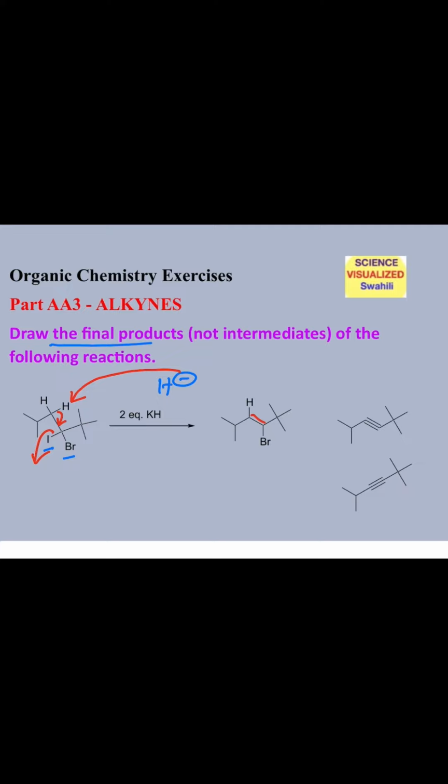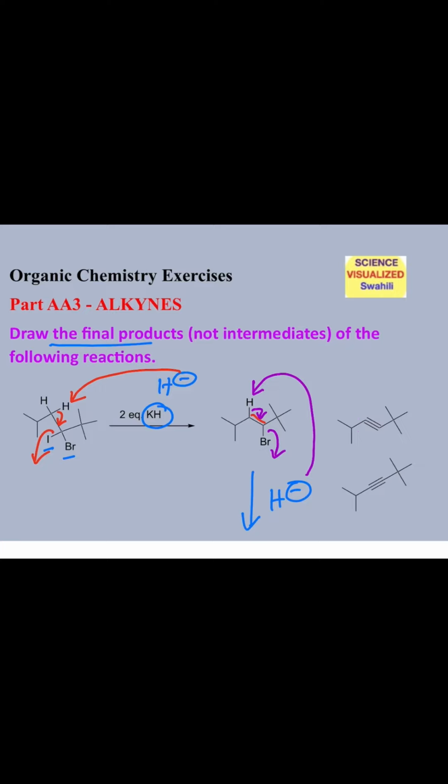Then we're going to repeat the same process, but now we're going to use a second equivalent of the base, so potassium hydride again. And this time round, the hydride will abstract the remaining hydrogen, and then the electrons between carbon and hydrogen will flow to form a triple bond, while at the same time you kick out the bromide and you end up with a triple bond at that position.